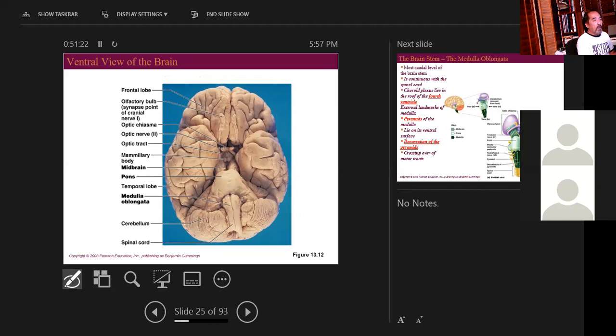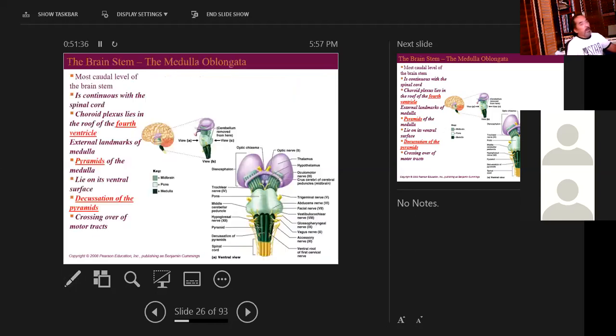I'm going to talk about it later on when we get to the topic of cranial nerves. This is cranial nerve 2, the optic nerve. This is cranial nerve 1, in which nerves exit out to the bottom. We'll talk about that later on.